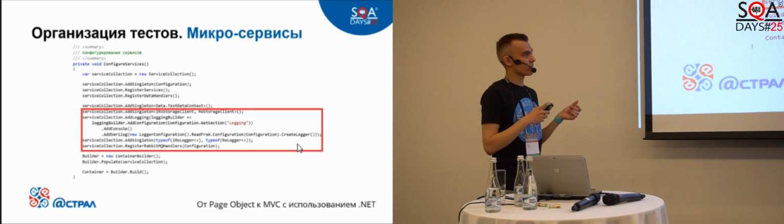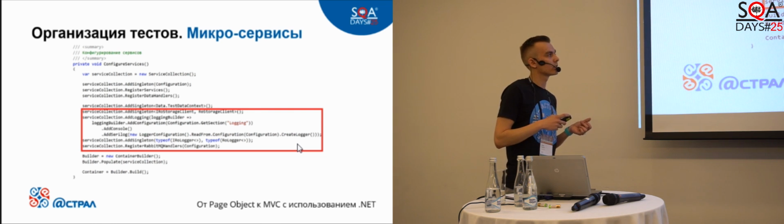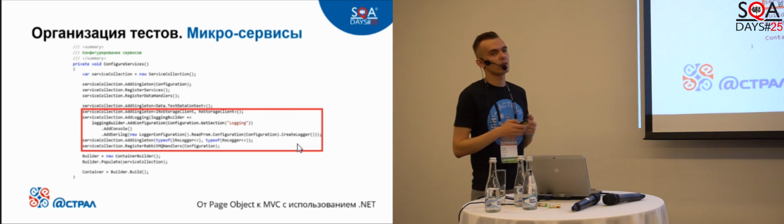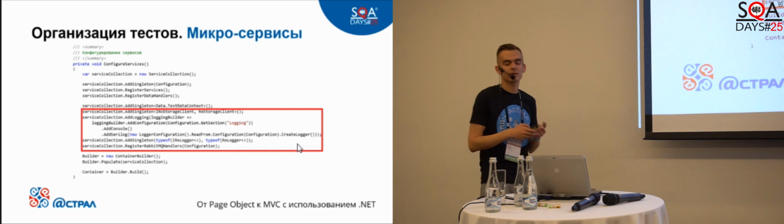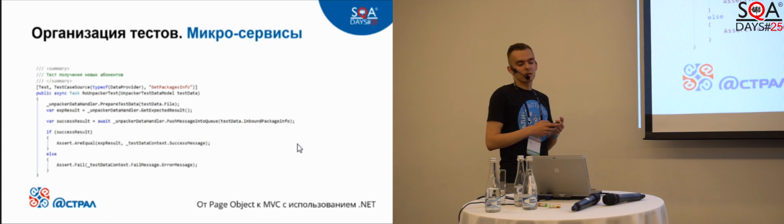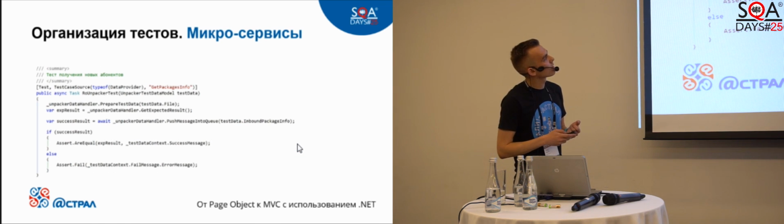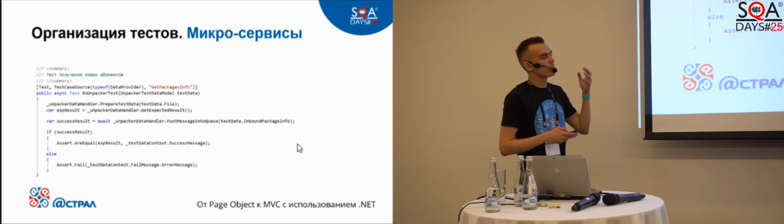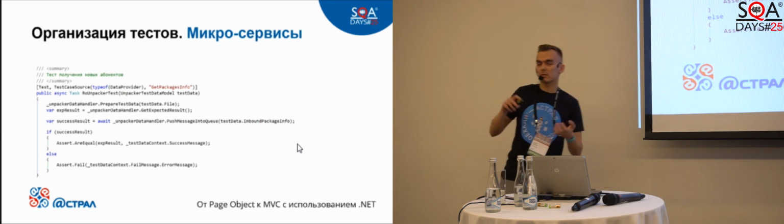Then you switch on all the external factors. Here, for example, we use RabbitMQ as a queue service. And each test is a class which has such methods.